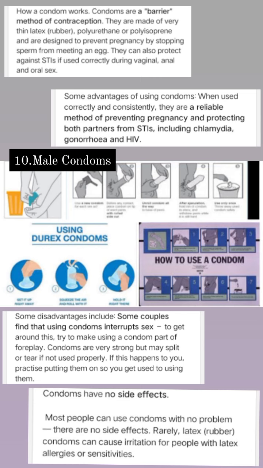Some advantages of using condoms. When used correctly and consistently, they are a reliable method of preventing pregnancy and protecting both partners from STIs, including chlamydia, gonorrhea, and HIV. Some disadvantages include: some couples find that using a condom interrupts sex. To get around this, try to make using a condom part of foreplay.